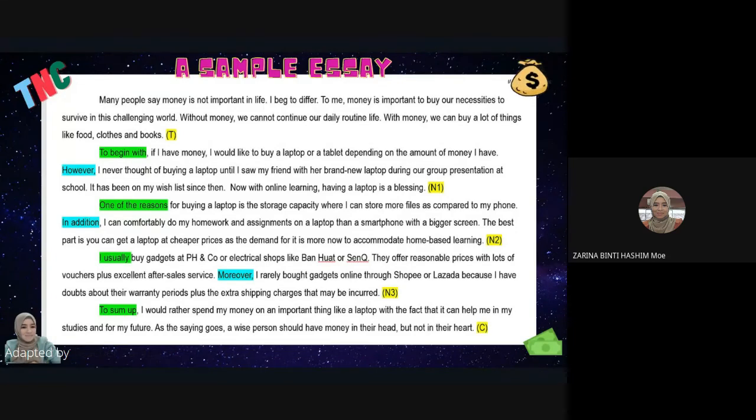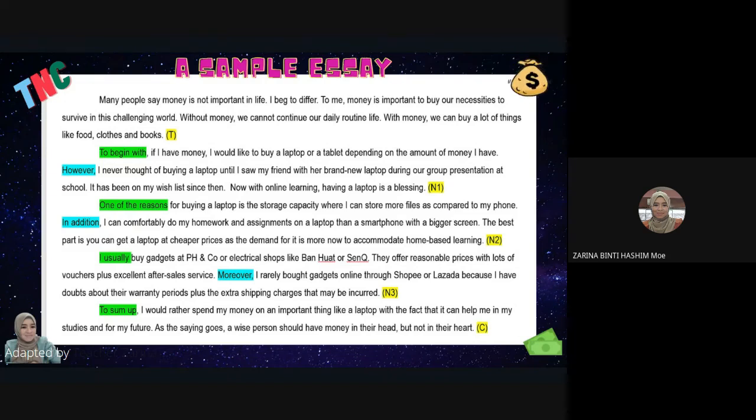Moreover, cohesive devices. I rarely bought gadgets online. This person said that he rarely bought online. Why? Because I have doubt about their warranty periods. That means sometimes when you buy online, these electrical things, the warranty does not come from the original brand. Let's say you buy a Dell laptop. Maybe the warranty is not from Dell but from the company that sells the computer.